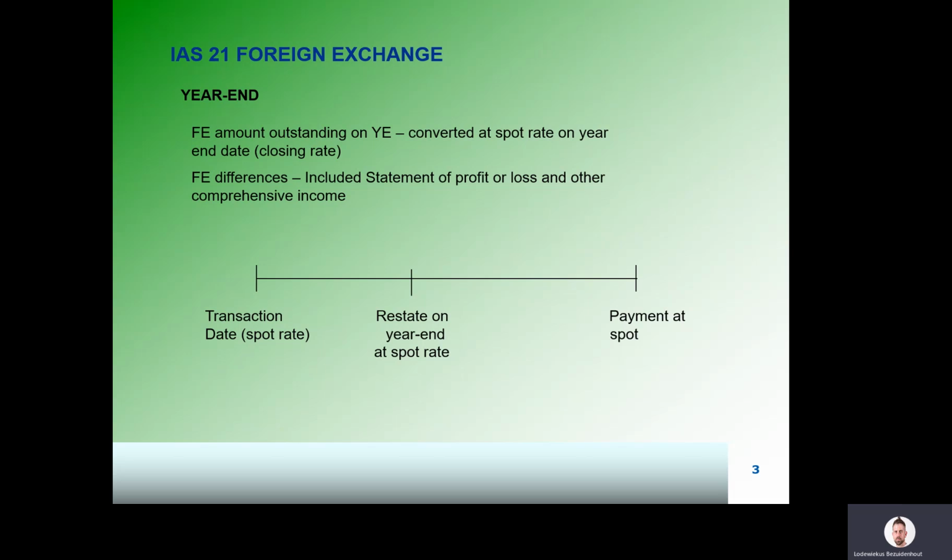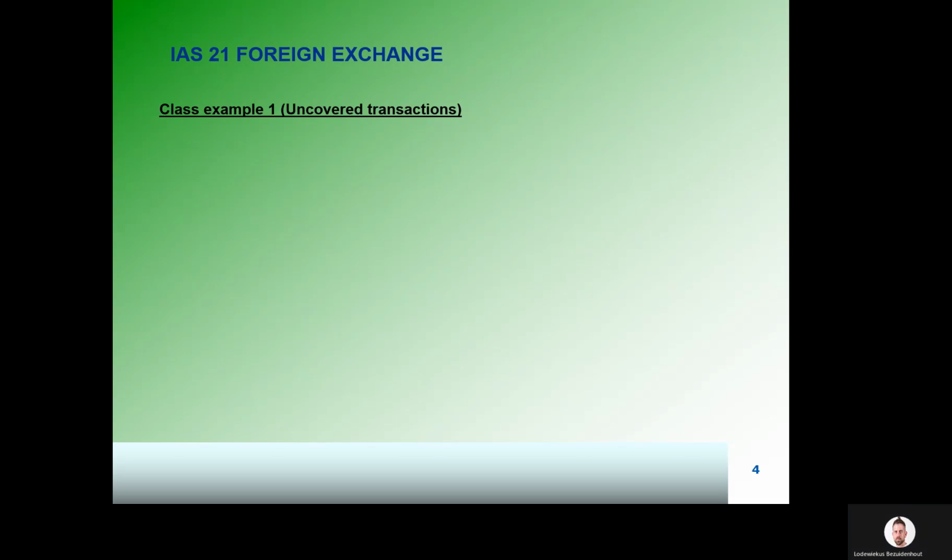All right, so there's a timeline: on the transaction date, we use the spot rate. Then we have to restate anything that we still owe on year end at the spot rate. And then when we make a payment after year end, we will use the spot rate again. So if there is a payment after year end, after we've restated, we compare what we pay against what was there on year end. If we pay more, it's a foreign exchange loss because the rate would have increased. If we pay less, it would be a foreign exchange profit because the rate would have decreased.